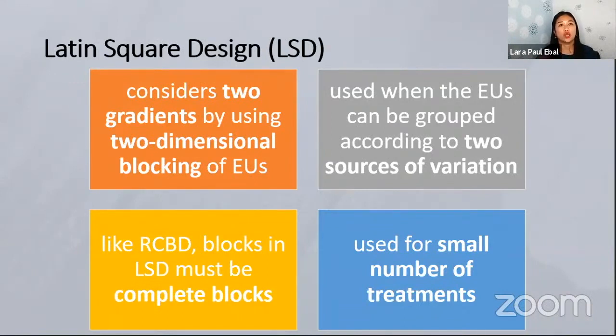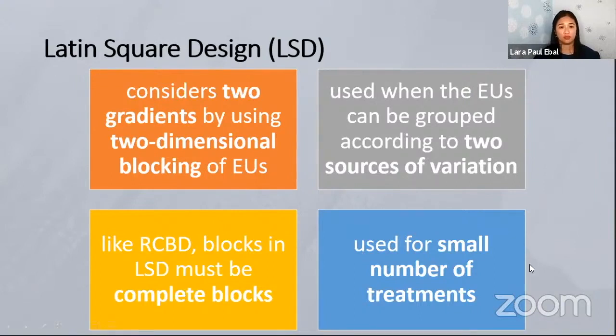If you can recall, in an ANOVA table, aside from treatment, error, and the total, as sources of variation we also have block, right? Now for the Latin square, we have an additional block. So medyo nagko-complicate yung ating ANOVA table. Like RCBD, blocks in the LSD must be complete blocks, meaning in one row block there should be the presence of all treatment levels, or in one column block there should be the presence of all four treatment levels. Kaya complete block pa din siya.